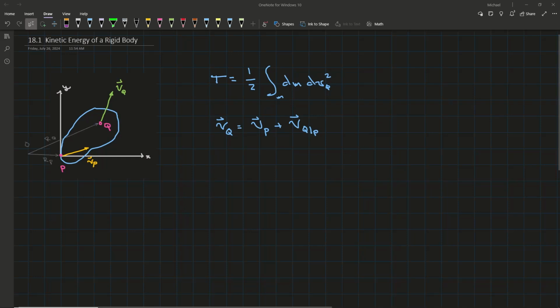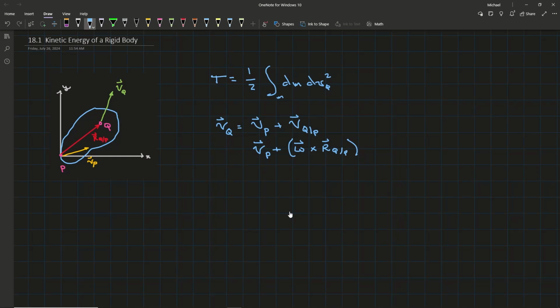We of course derived this in the past by referencing a stationary position vector RQ and RP to a point O, and then we'll find RQ with respect to P, replacing VQ with respect to P with omega cross RQ with respect to P, where omega is some angular rotation here.